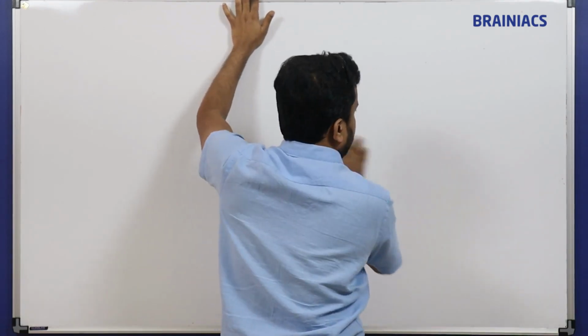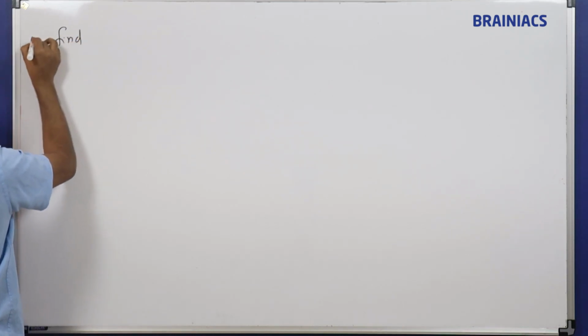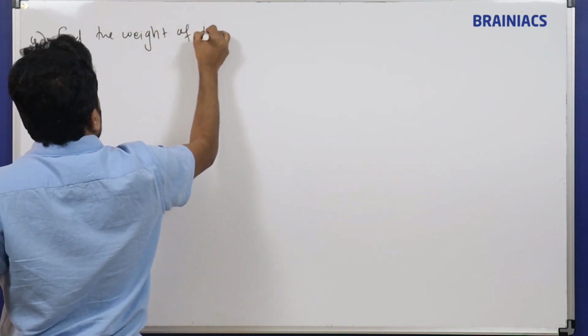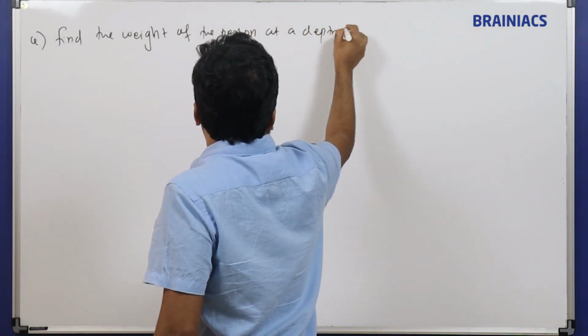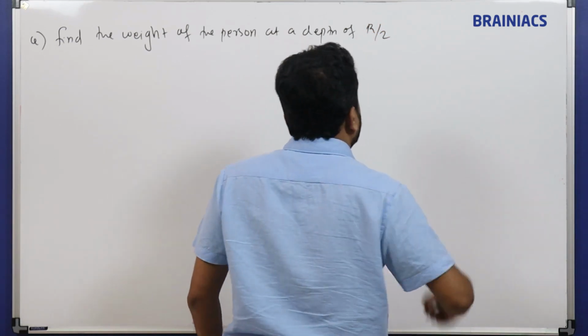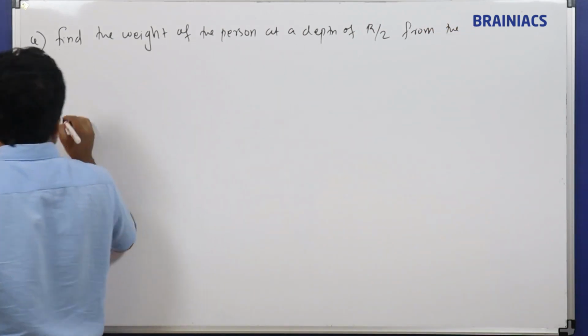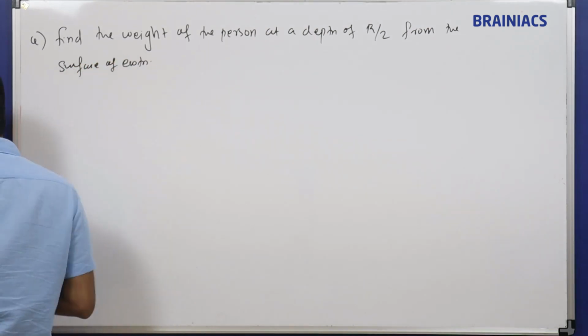So it's very simple normally to do this piece of stuff. So we'll do a couple of questions. Okay, write the question. Find the weight of the person at a depth of R by 2 from the surface of earth.